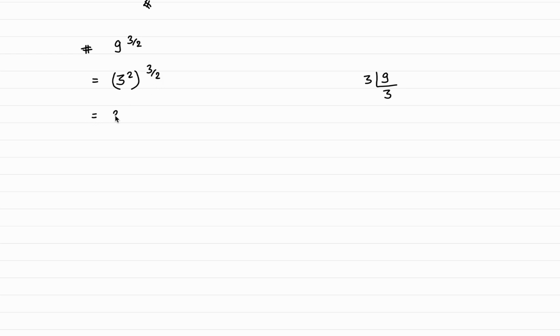Again, we multiply these powers. So we are going to get 3 to the power 2 times 3 over 2. Again, we can cut these numbers, right? 2 times 1 is 2, 2 times 1 is 2. And we have our 3 over here, and 1 times 3 is 3. 3 to the power 3, or 3 cubed, is 27. So it's the same as the first type of questions. Let's try the second one.